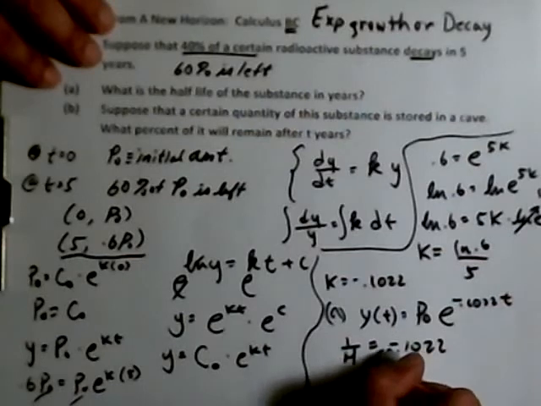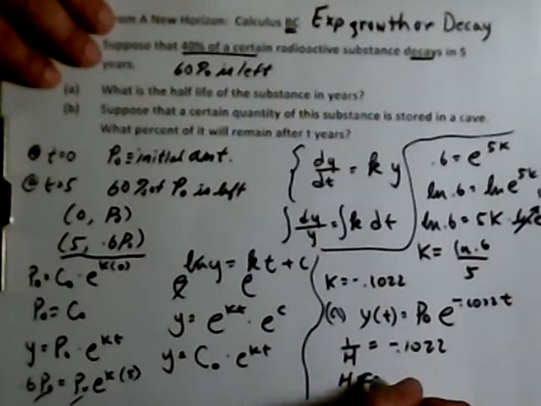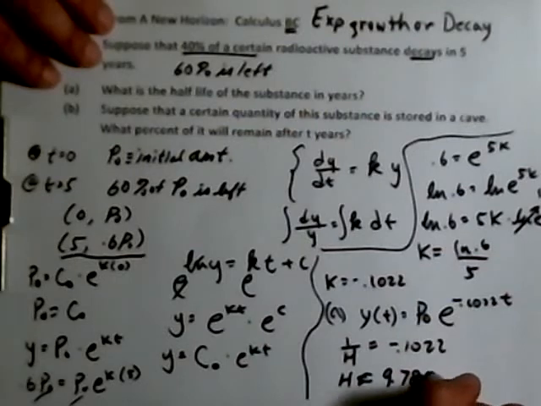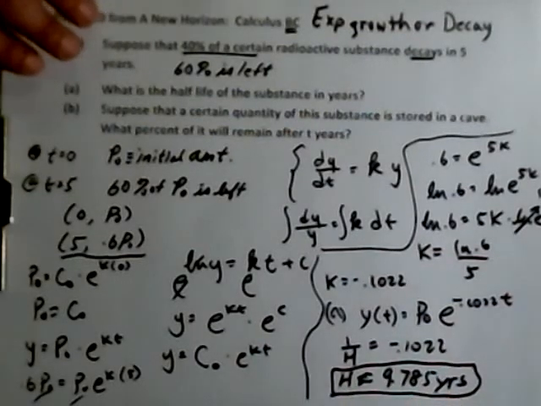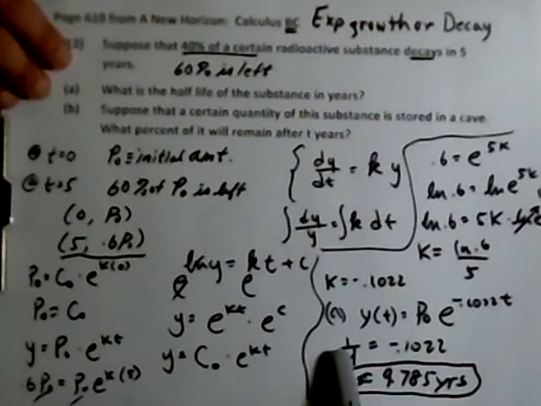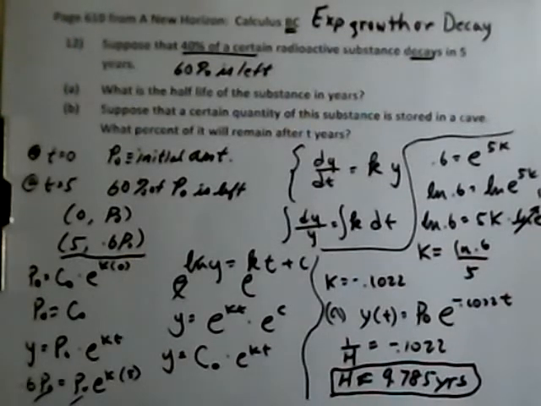We know it's going to be a decay because of that negative. Your half-life is going to be approximately, and I did this earlier, 9.785 years. I multiplied by the reciprocal. The reciprocal of negative 0.1022 is approximately 9.785 years. That kind of makes sense to a certain respect.